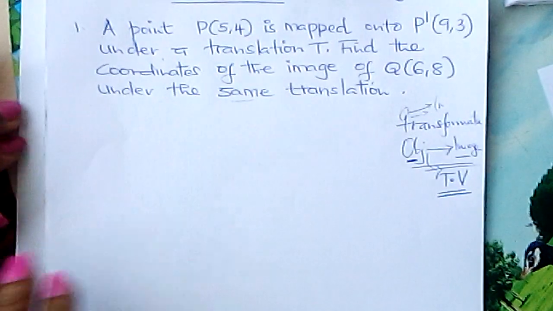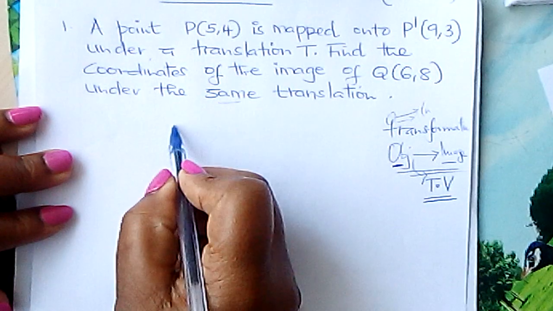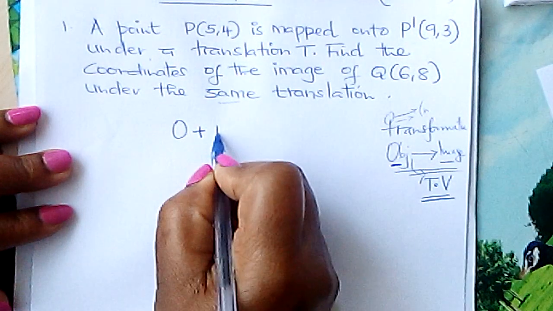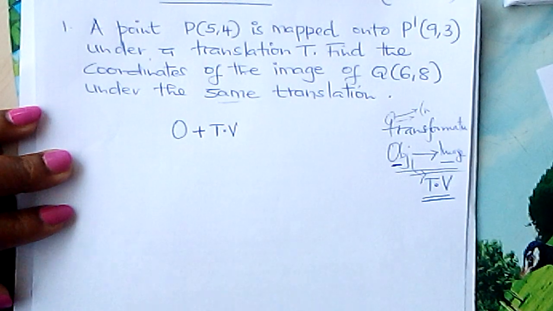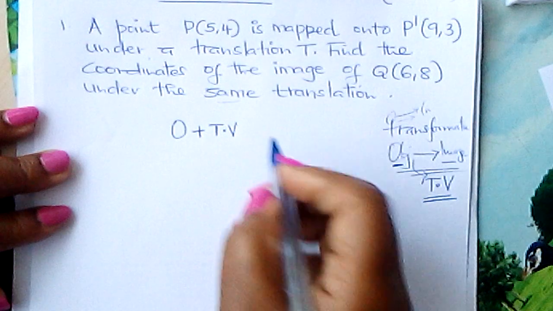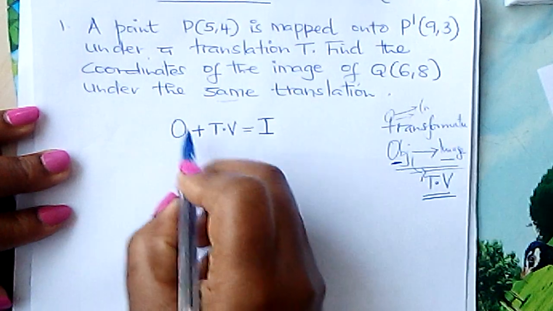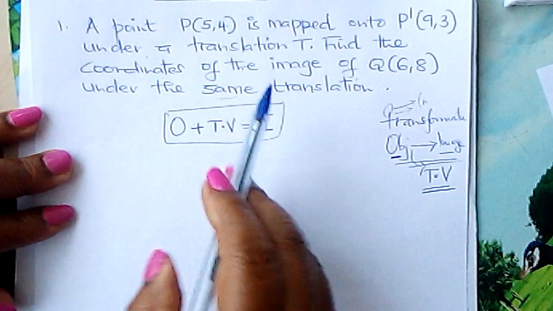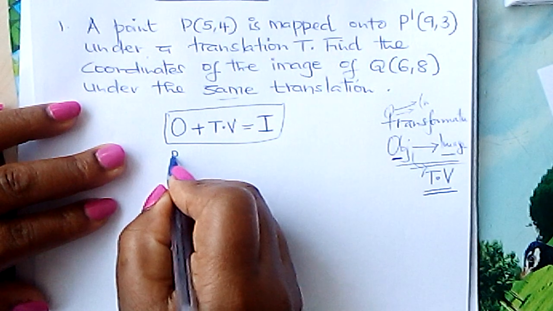Learner, in translation, we have a formula. We normally talk of object plus what? Plus the translation vector. Let me just write it in short like that. The object plus translation vector gives us the image, learner. So this is important in translation. So we pick our first object here. It was to do with P.